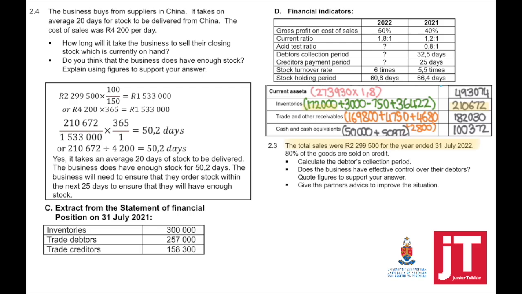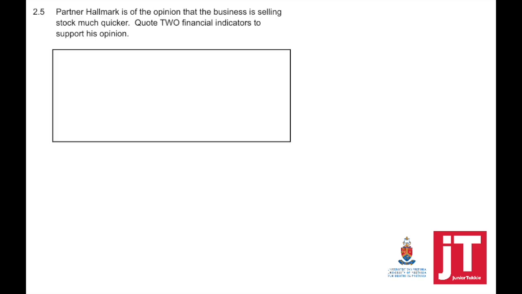So just to quickly recap, when we're looking at the stock turnover rate, the stock holding period, it is your average stock divided by your cost of sales. So we first needed to find out the cost of sales. The easiest way to find your cost of sales, if they provided the cost of sales per day, is to times that by 365 days. Take your closing stock divided by cost of sales times 365. That is how many days of stock you have left over.